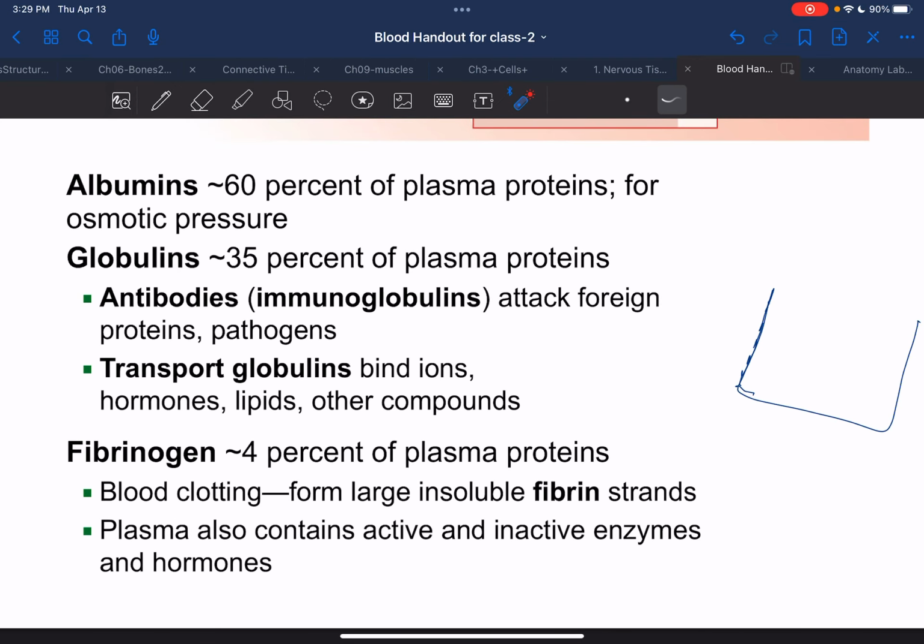And then next we have fibrinogen. We have 4%, the last bit. And this is involved in blood clotting.